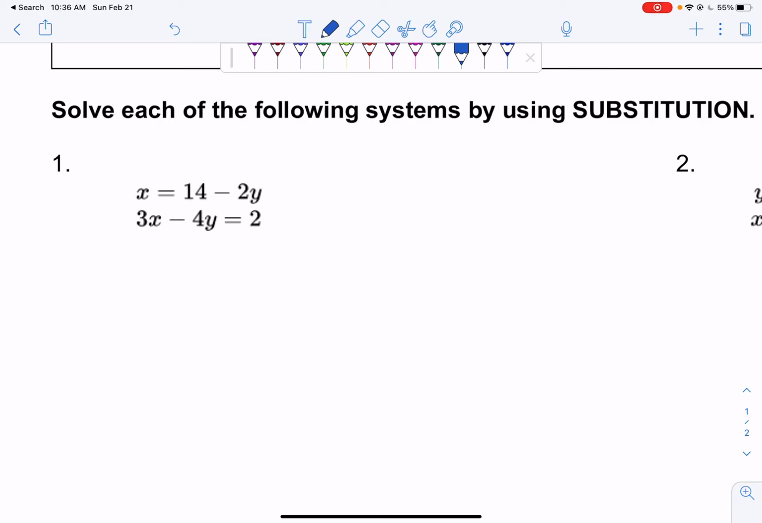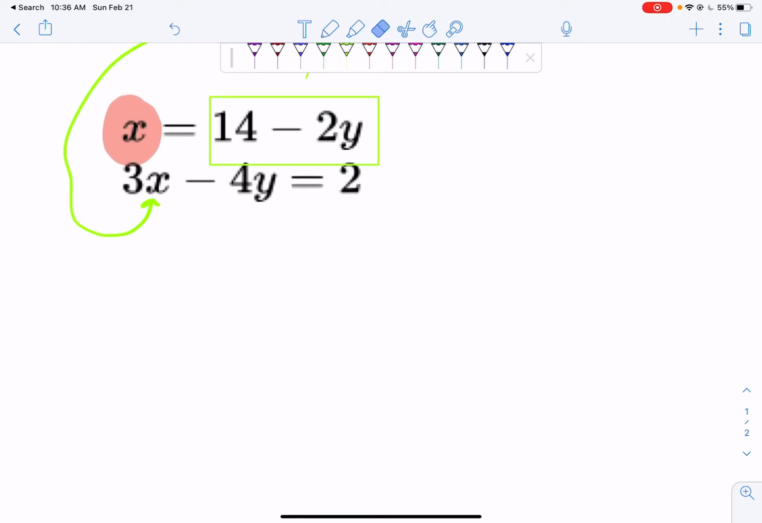So our first system is x equals 14 minus 2y and 3x minus 4y equals 2. The first thing I have to ask myself, do I have an isolated variable? I do. X is isolated. So everywhere I see an x, I'm going to put a 14 minus 2y. I have an x right here in 3x minus 4y equals 2, so I'm going to substitute it in for that x. I always rewrite the equation I'm going to substitute in, and everywhere I see that x, I put a 14 minus 2y.